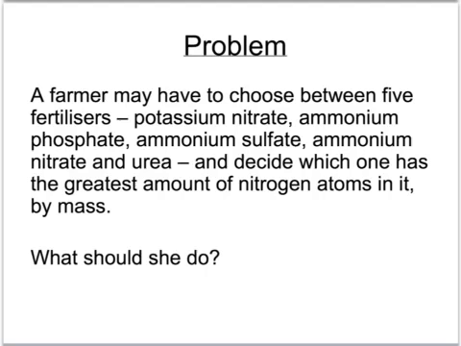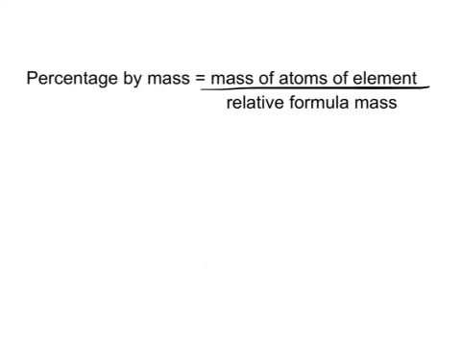Well, she needs to know a little bit of chemistry and have a calculator at hand. This is roughly what she would do. She'd use a formula a little bit like this, that the percentage by mass is the mass of atoms of an element divided by the relative formula mass, and of course then expressed as a percentage by multiplying that ratio by 100%.